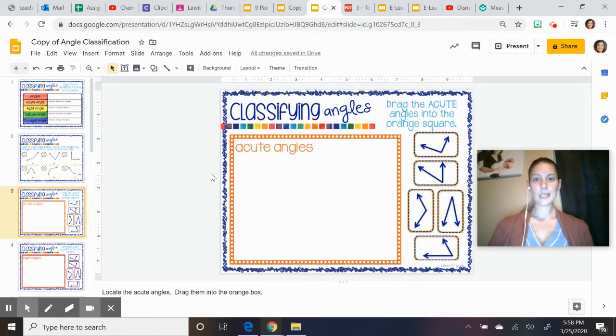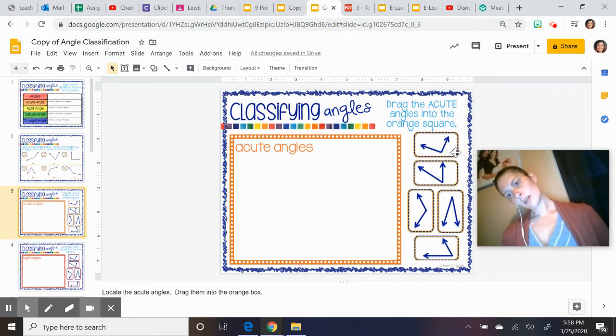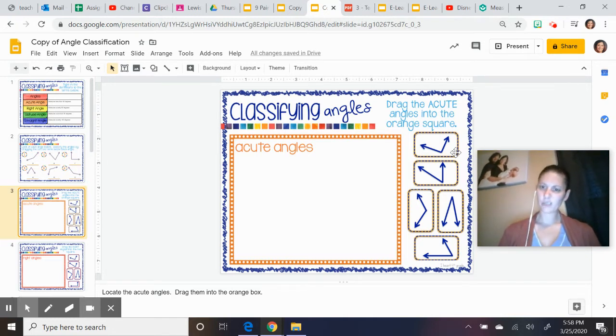All right, next page, acute angles. It wants us to drag all the acute angles into the orange square. Remember, acute measures less than 90 degrees. All right, it looks like this one is either right at 90 degrees or a little bit smaller. I'm trying to eyeball that one. I'm going to say that that one's 90 degrees. We're going to leave that one alone.